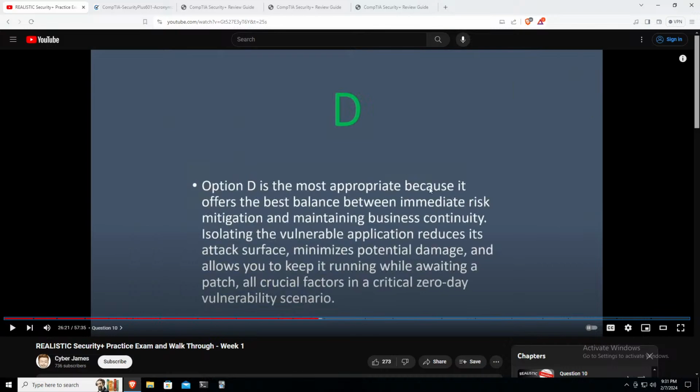Yep, D is the most appropriate because it offers the best balance between immediate risk mitigation and maintaining business continuity. Isolating the vulnerable application reduces its attack surface, minimizing the potential damage, and allowing you to keep it running while awaiting a patch. All crucial factors in a critical zero-day vulnerability scenario.